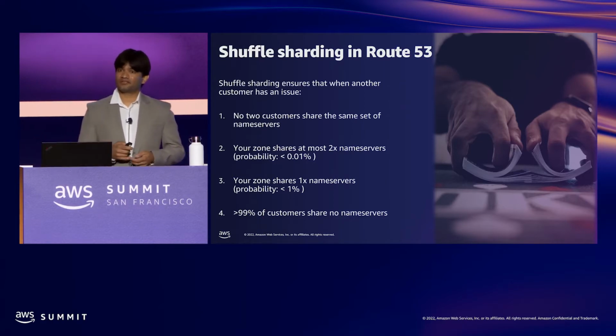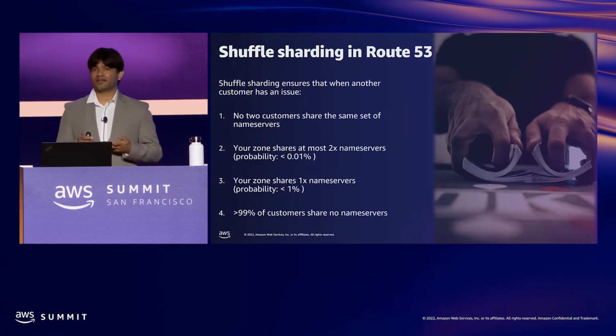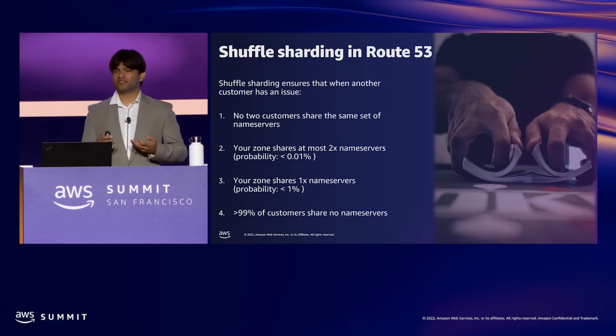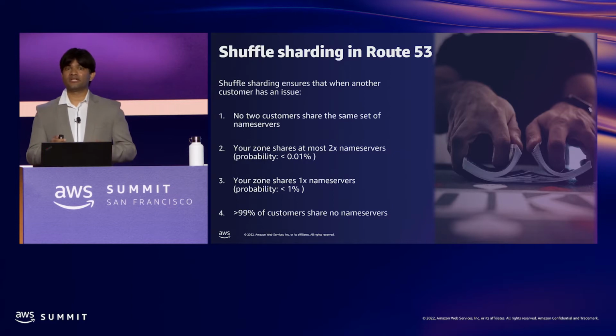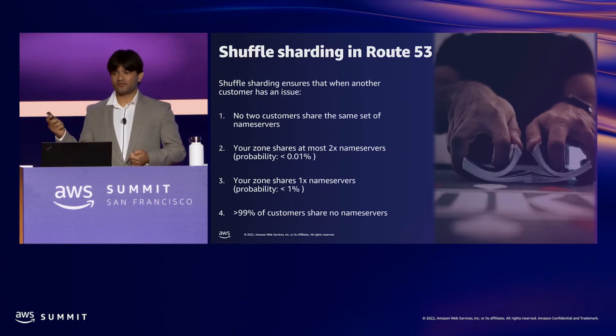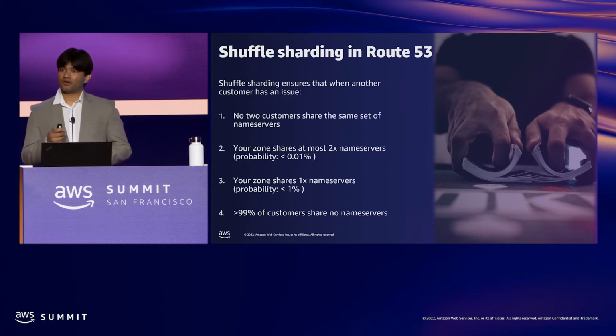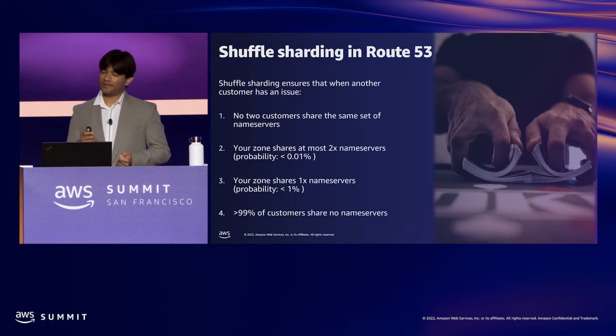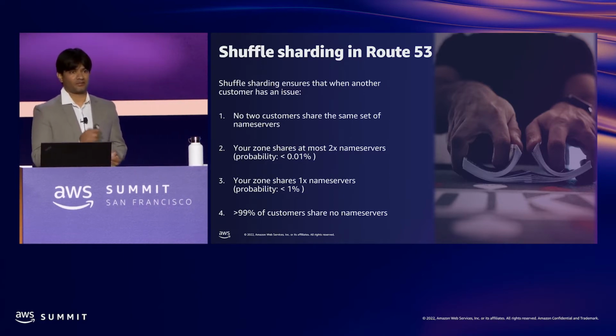And with those numbers, there are a staggering 730 billion possible shuffle shards. We have so many different shuffle shards that we can assign a unique shuffle shard to each domain. And actually, we go even further to ensure that no customer domain will ever share more than 2 virtual name servers with any other customer domain.